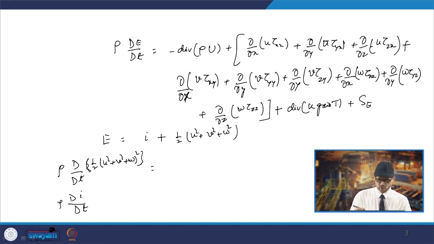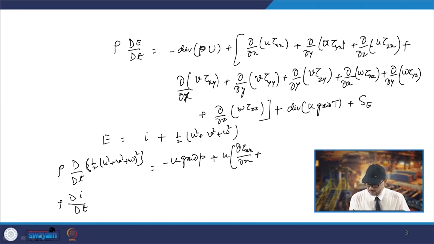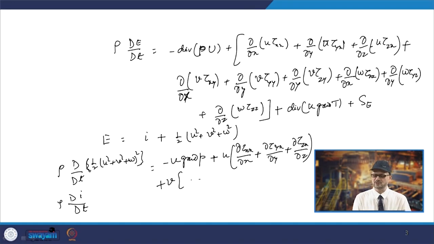And this will also be divided in two terms. So it will be minus u grad p, and then you will have the terms like p u, and you have u times ∂τxx/∂x plus ∂τyx/∂y plus ∂τzx/∂z. Further, you will have v times ∂τxy/∂x plus ∂τyy/∂y, and then similarly v times ∂τzy/∂z. Similarly plus w times, you will have these components, basically they will be coming together.